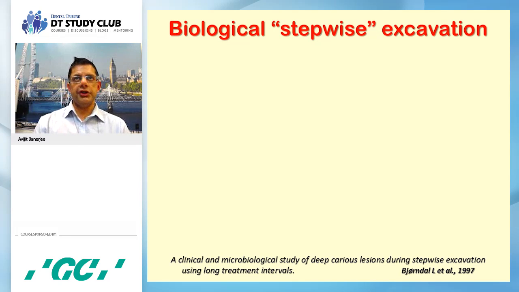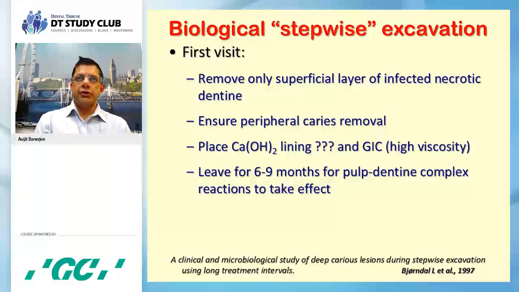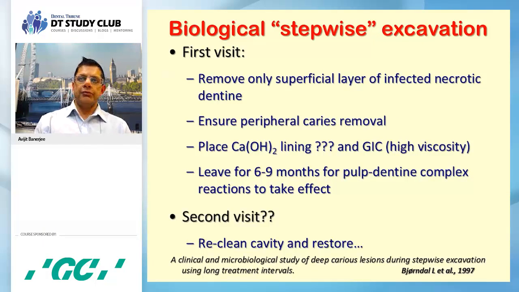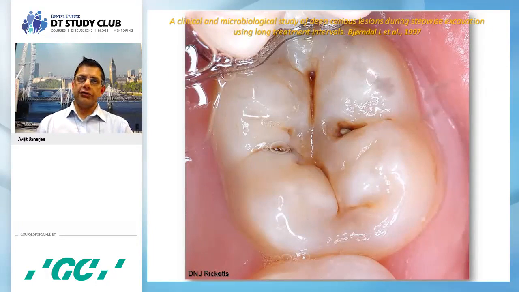Now, these ideas aren't new. Stepwise excavation has been in dentistry for 50, 60 years. The idea that you can remove the soft, superficial layer of infected necrotic dentine with a spoon excavator and then place a calcium hydroxide lining and then a provisional adhesive restoration. After a few months, you can go back in, remove that restoration, and you can see the lesion has arrested beneath the surface.